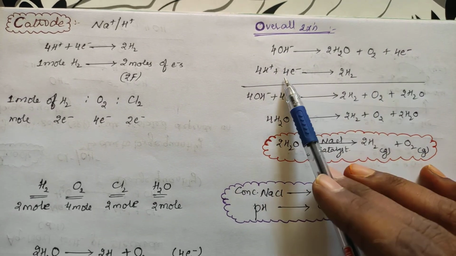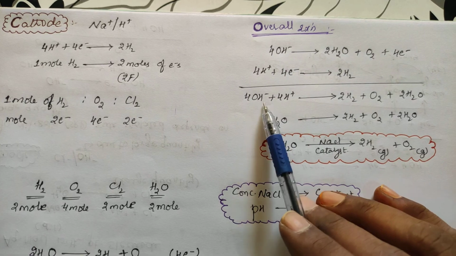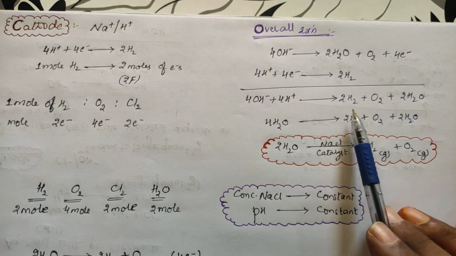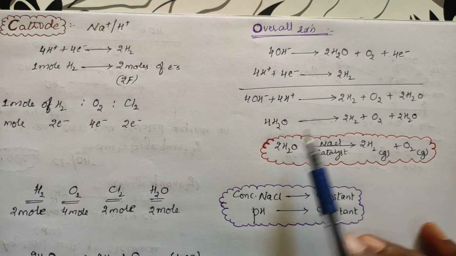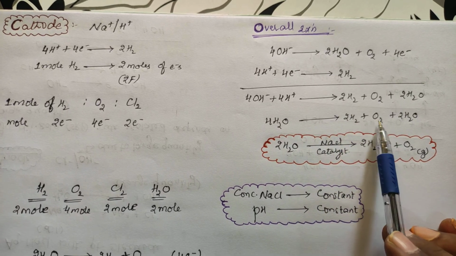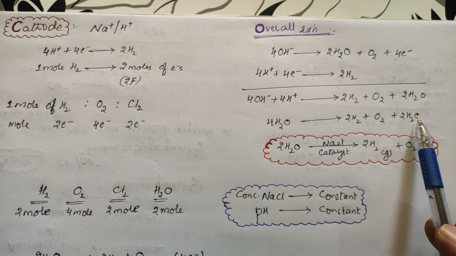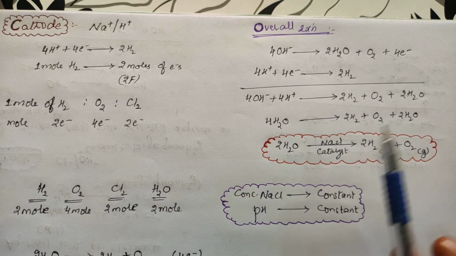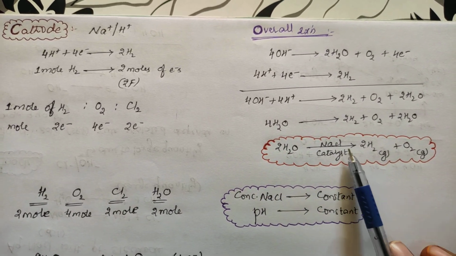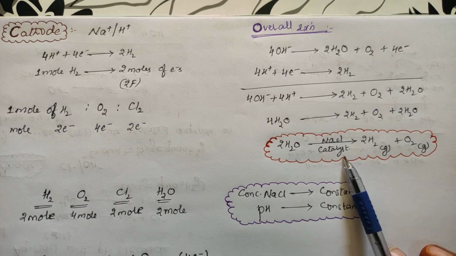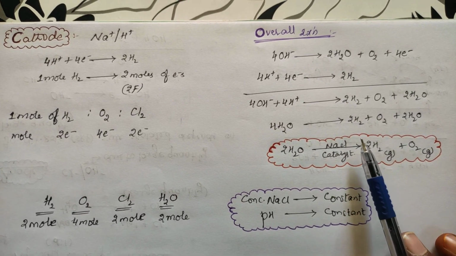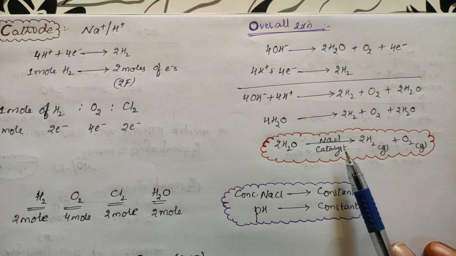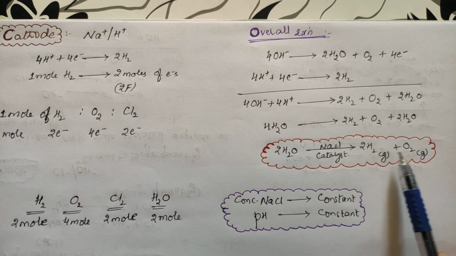So what happens? 4 electrons get cancelled. So 4 OH minus plus 4H plus gives rise to 2H2 plus O2 plus 2H2O. So 4H2O gives rise to 2H2 plus O2 plus 2H2O. If you send this 2H2O to this side, it becomes 4H2O minus 2H2O. The resultant is 2H2O in the presence of NaCl catalyst in low concentration. Means in this condition NaCl is acting as a catalyst with the liberation of hydrogen and oxygen.